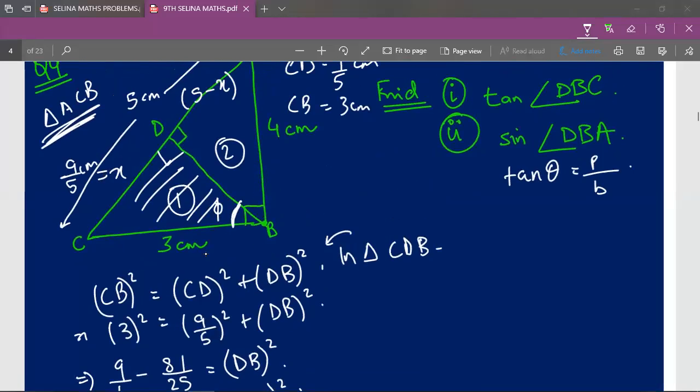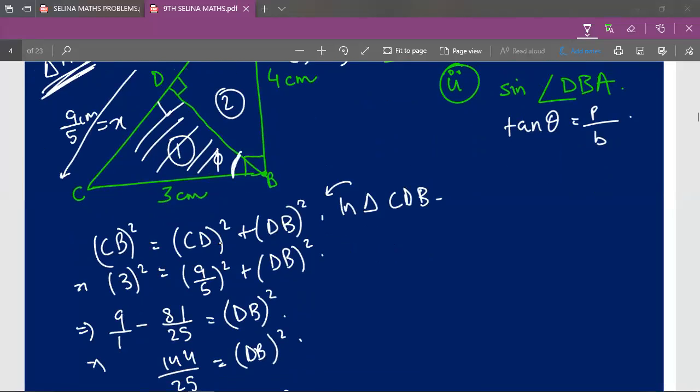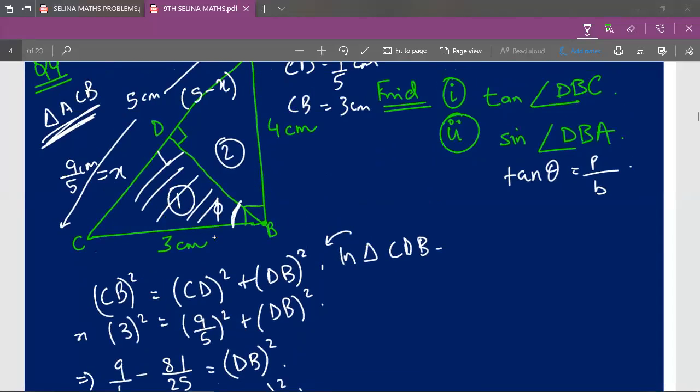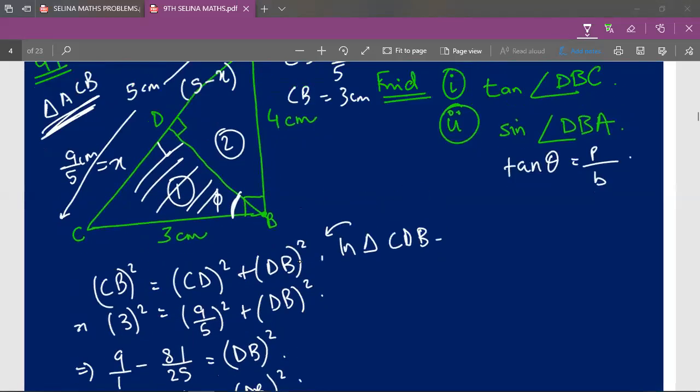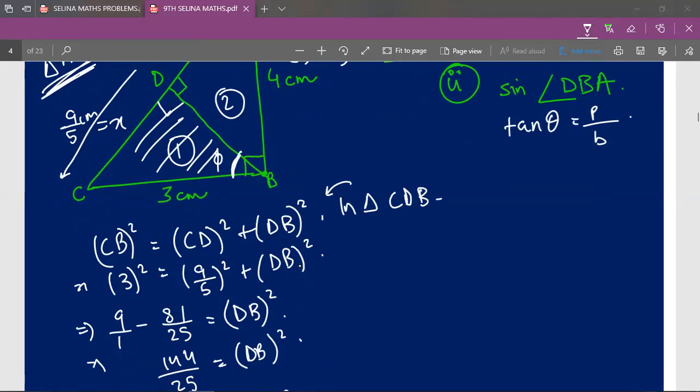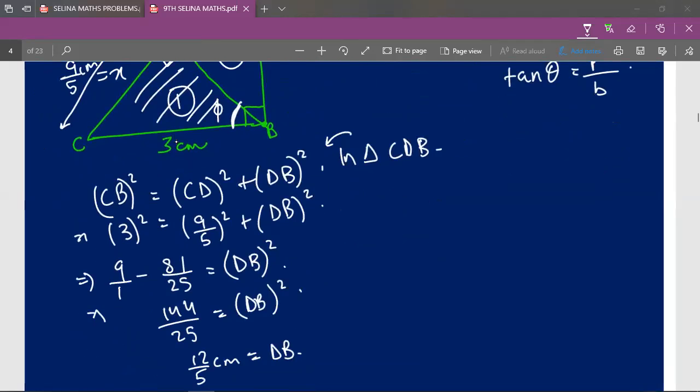Now h square is given to us, that is 3 whole square, is equal to CD whole square, which we have calculated earlier, that is 9 upon 5 centimeter whole square, plus DB whole square, which is still not yet given to us, and that is the main purpose of this Pythagoras theorem that we have done. So 3 whole square is 9, is equal to 9 upon 5 whole square, which can be translated to 9 square upon 5 square. 9 square upon 5 square is 81 upon 25.